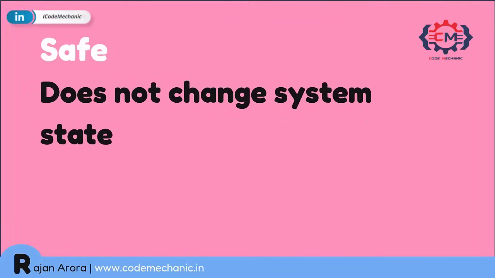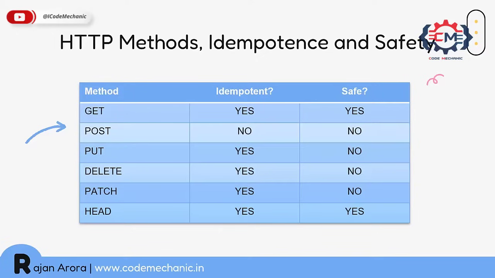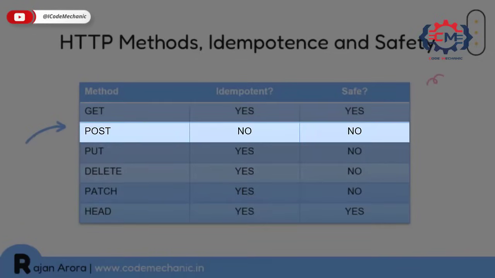Okay, so to wrap up, idempotence means it can be repeated without changing the state of the underlying system, and safe means it is not changing the state of the system. That gives us this simple reference table showing the different methods and whether or not they are idempotent or safe or both. Get requests should be read-only. They shouldn't change state. They should be repeatable and cacheable. Post requests create resources.